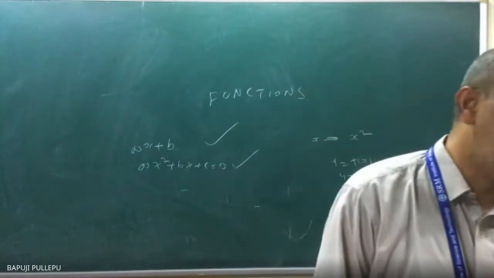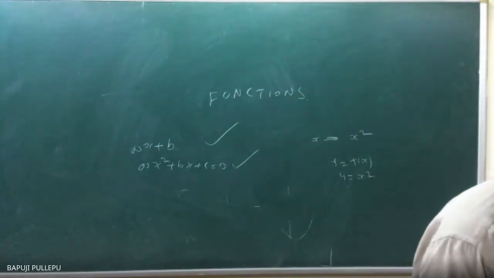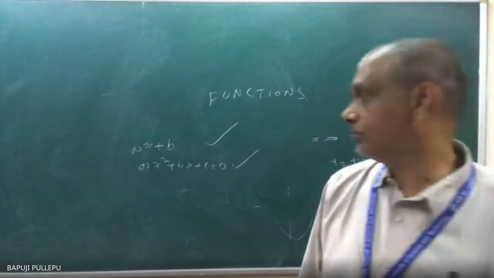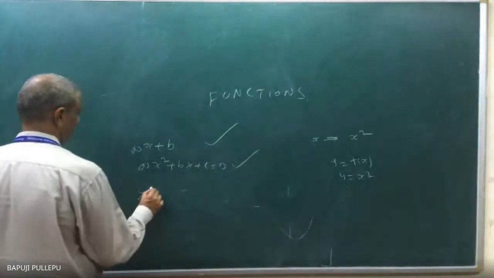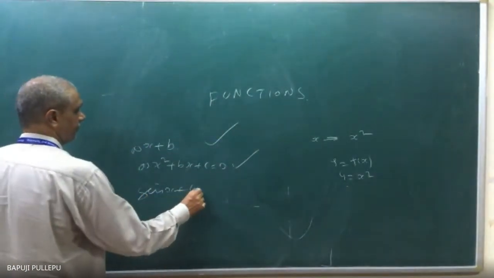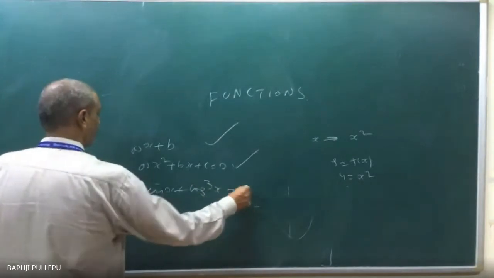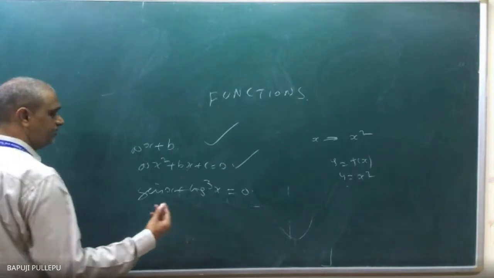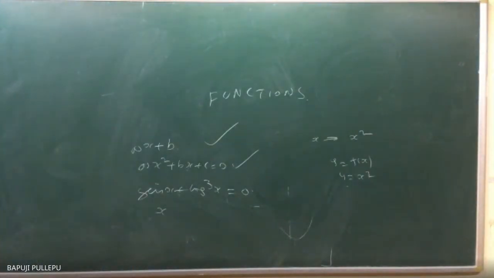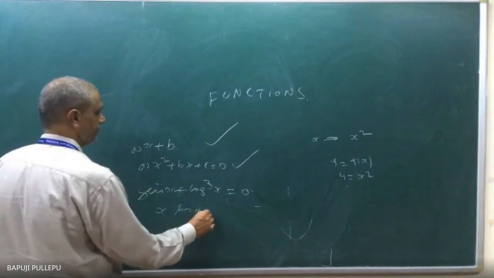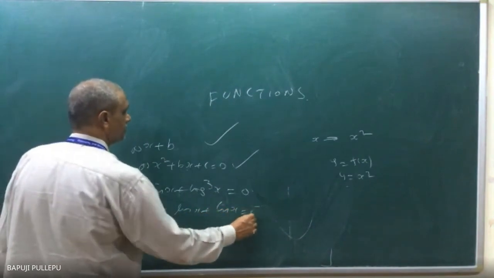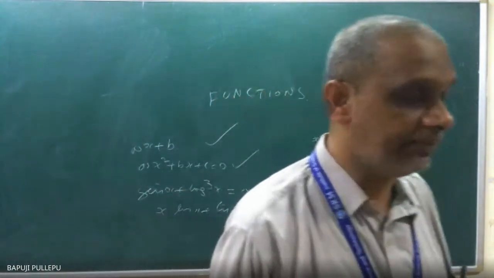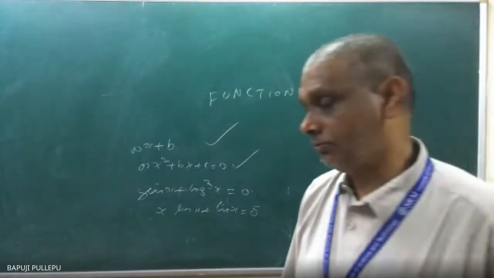Then a combination of algebraic and trigonometry is called what? Transcendental functions, transcendental equation. Suppose only sin x, cos x, this is pure trigonometry. Transcendental is a mix of all things, algebraic and everything: x log x plus tan x. Solve, find x value. That time we go for the numerical method. That is a different story: how to find numerical solutions.